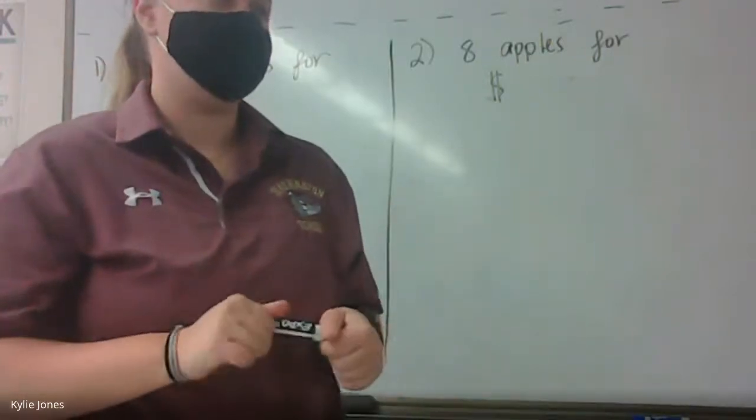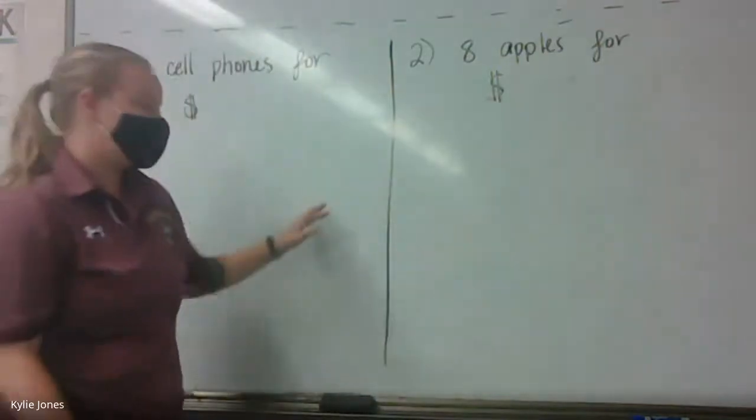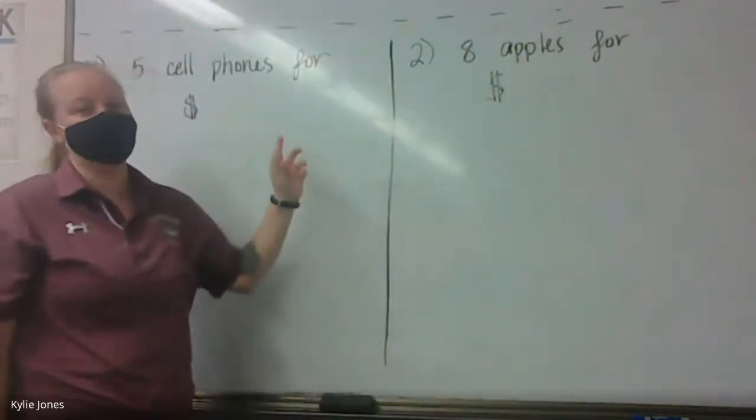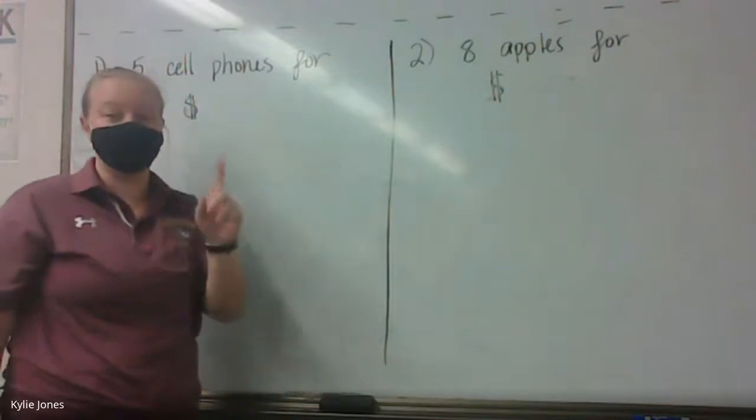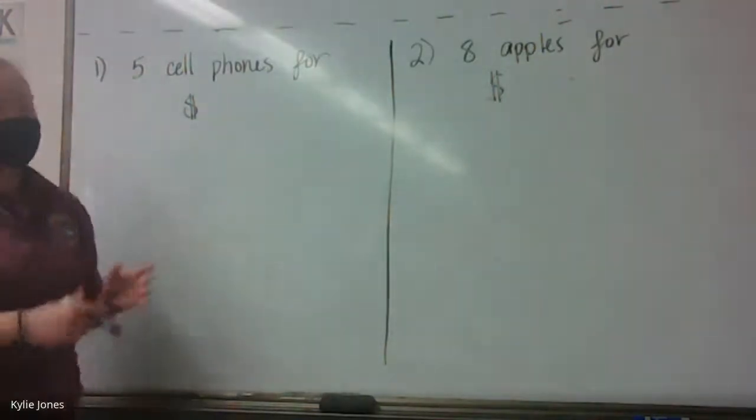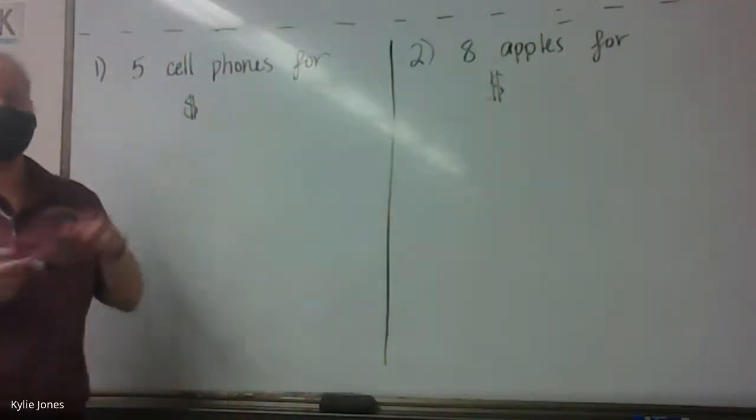Okay, so the next one we're going to talk about is unit rates. So finding the price per one thing. Remember, unit rates is basically just dividing how much one thing costs.